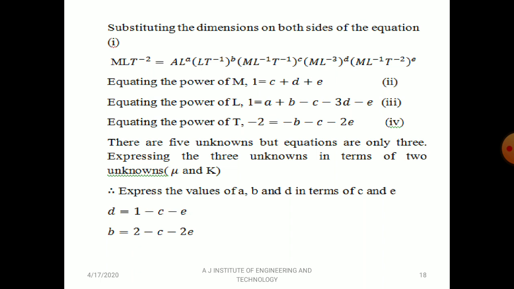Now we have 3 expressions but the unknowns are 4. So we have to express 3 variables in terms of the remaining 2. There's an elimination method. When we look at expressions 2nd, 3rd and 4th, what is the common term? C and E are common. So we can express the remaining variables in terms of C and E. Upon doing that, I get the expression for D as D equal to 1 minus C minus E, that is from equation 2nd. Then using equation 4, expressing B in terms of C and E, B equal to 2 minus C minus 2E. So that is from equation 4.